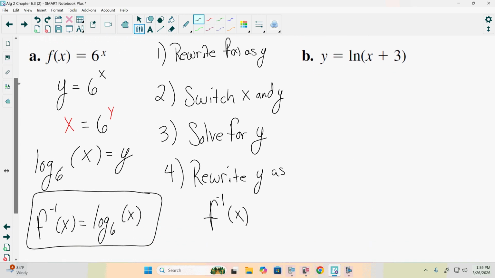Y equals the natural log of x plus 3. X plus 3 are inside the parentheses, so they're stuck together. They're pretty much one term.